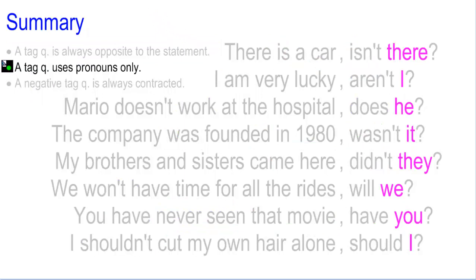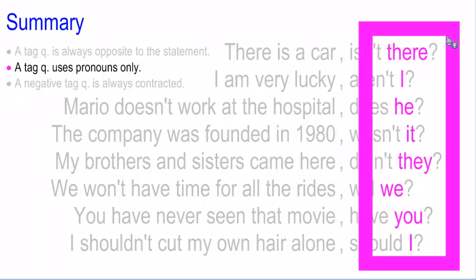Rule number 2. A tag question uses pronouns only. In all of the cases, you use a pronoun. Don't use names, don't use complete descriptions, okay? The subject has to be just reduced to a pronoun. So my brothers and sisters, they, Mario, he, the company, it, etc. And don't forget, there is also a pronoun for places.